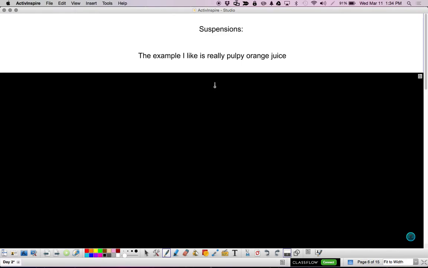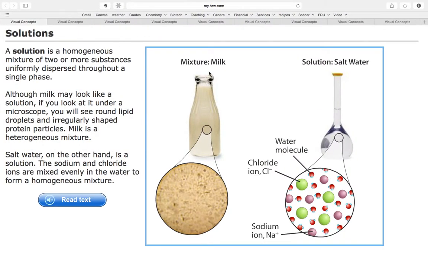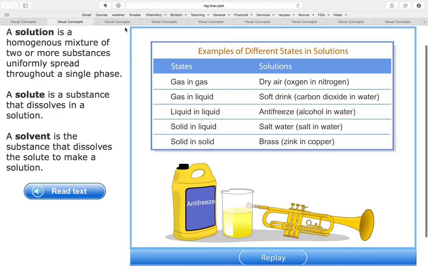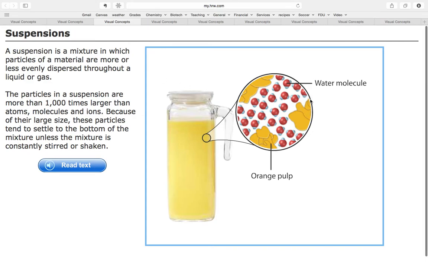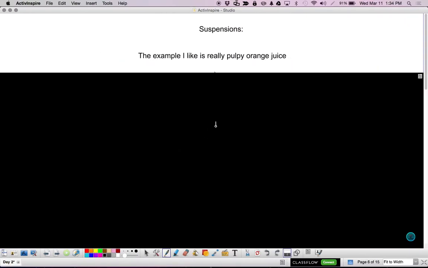So suspensions, there's an example that I really like. It's pulpy orange juice. And I have here an example of a suspension. There's a bunch of water molecules that are very small, and then there's the orange pulp. The orange pulp is much, much larger than the water molecules.